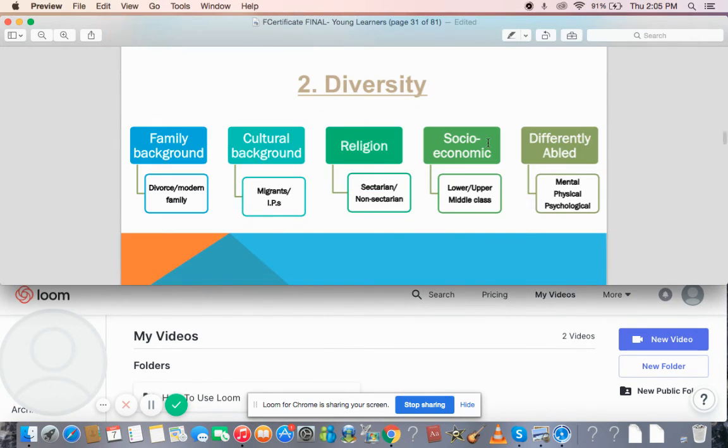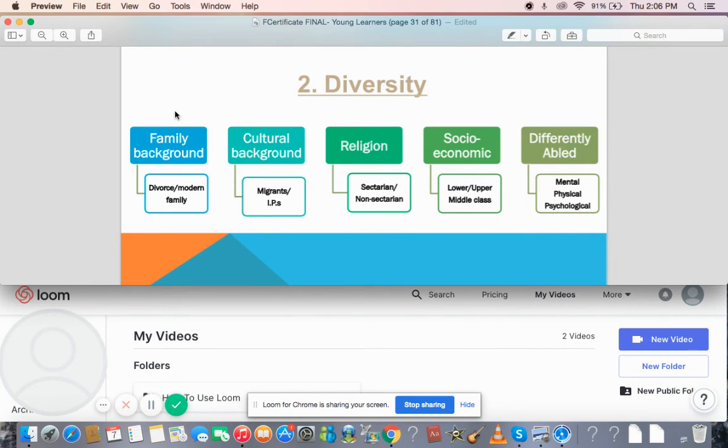Now let's talk about diversity. So we have different issues here. We have family background, cultural background, religion, socioeconomic status, and being differently abled as forms of diversity. When we talk about diversity, if you're a language teacher and you move to another country, of course the background and the way of living is quite different from the country where you were raised and born. For example, when I was teaching in Japan, it's not really good to ask about family background or to have students fill out a family tree.